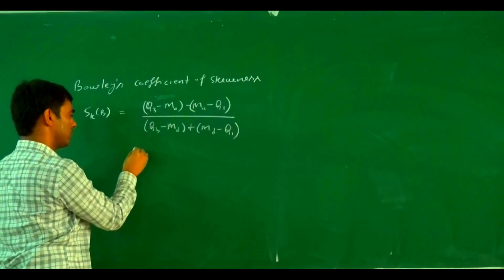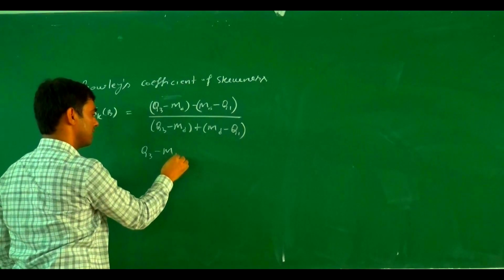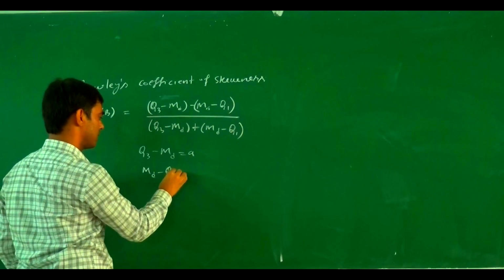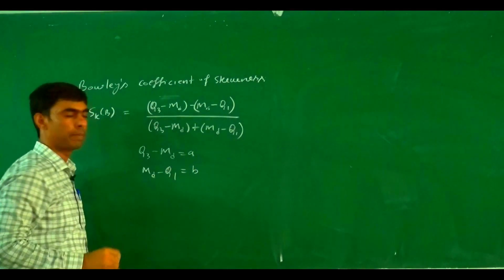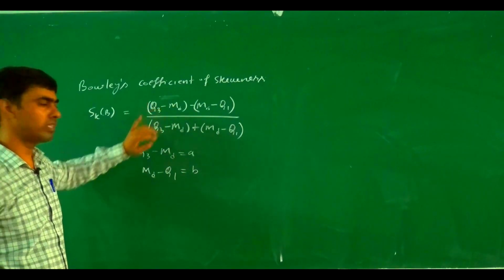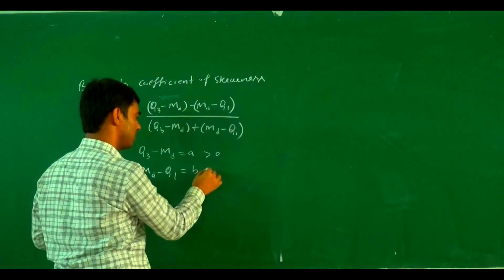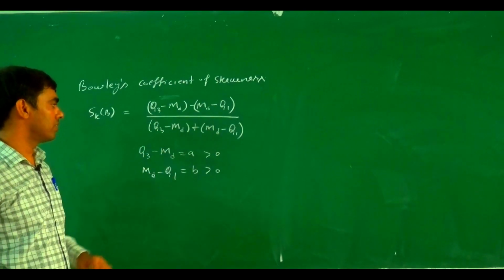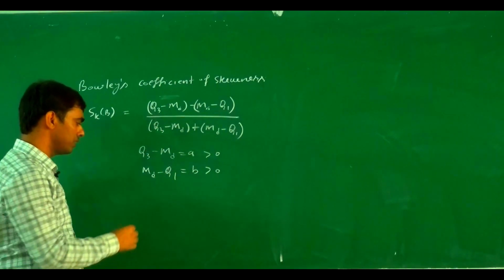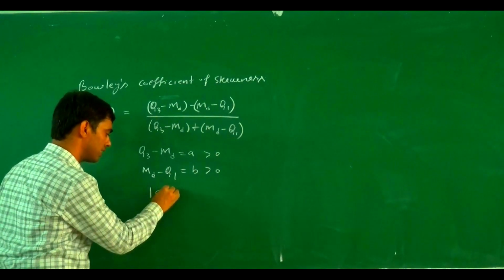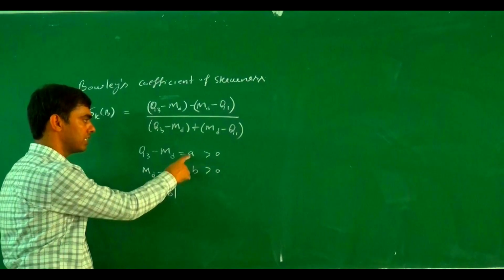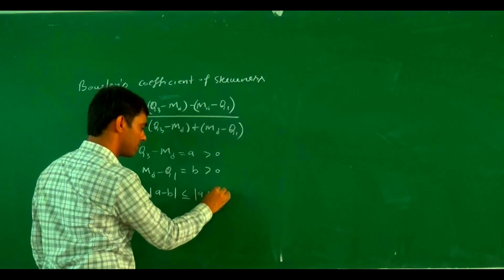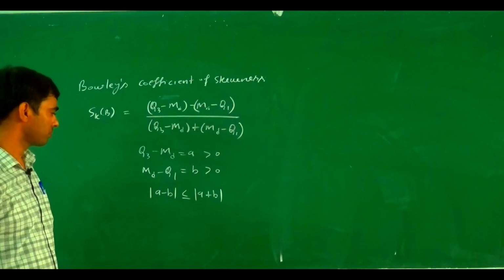Here we denote by Q3. Suppose Q3 minus MD equals A, and MD minus Q1 equals B. Since Q3 minus MD is greater than 0, A is greater than 0, and B is also greater than 0. So if A is greater than 0 and B is greater than 0, then we know that mod of A minus B is always less than or equal to mod of A plus B.